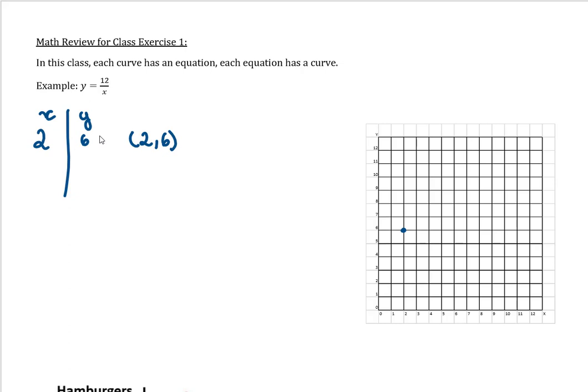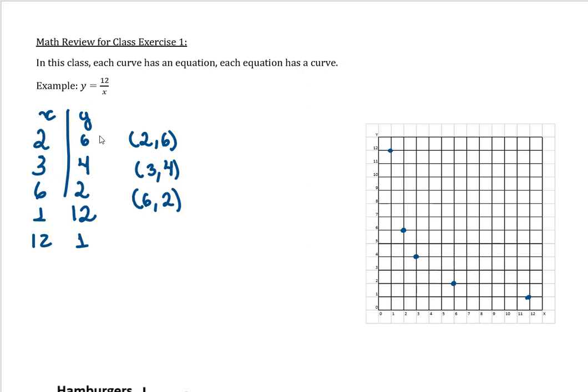The first coordinate is the horizontal variable, the second is the vertical variable. If x equals 3, y equals 12 divided by 3, 4. If x equals 6, y equals 2. If x equals 1, y equals 12. If x equals 12, y equals 1.